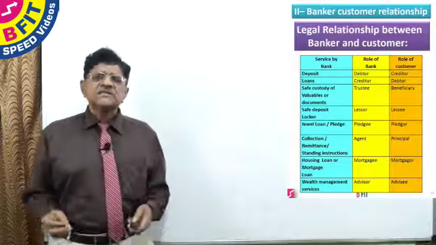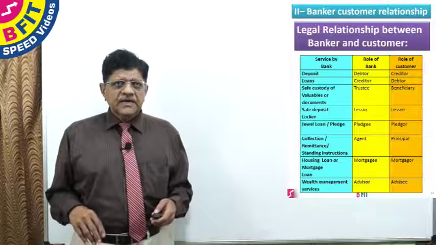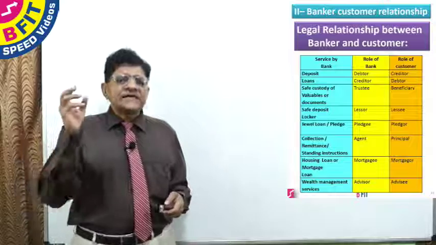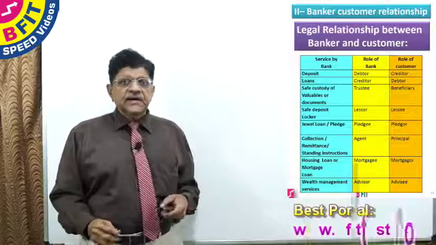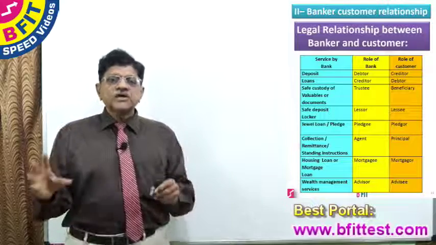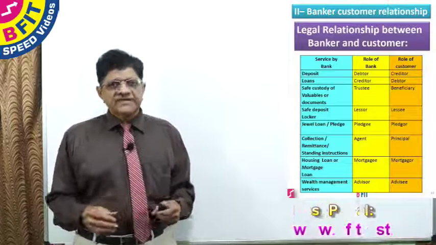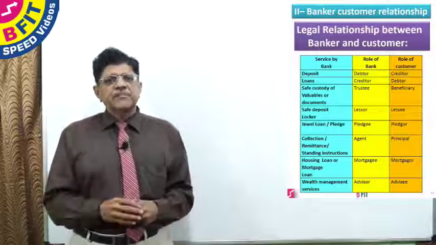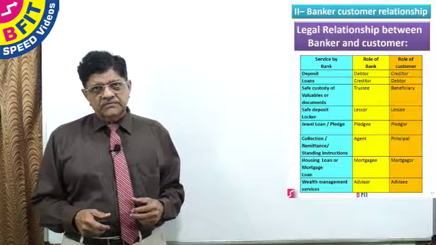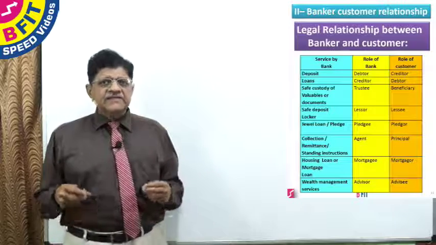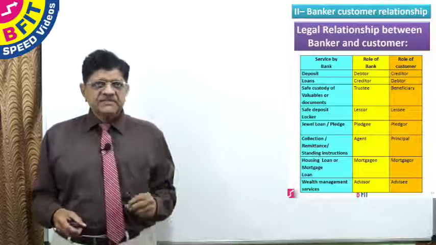For example, if a bank takes some articles under safe custody, then the bank becomes trustee and the customer becomes beneficiary. The bank must keep the article safe and hand it over to the customer. The way I am telling all this relationship is that sometimes questions come in the exam. They say a customer deposited some valuables with a bank under safe custody, and in this case the role of the banker is a trustee and the customer is beneficiary.